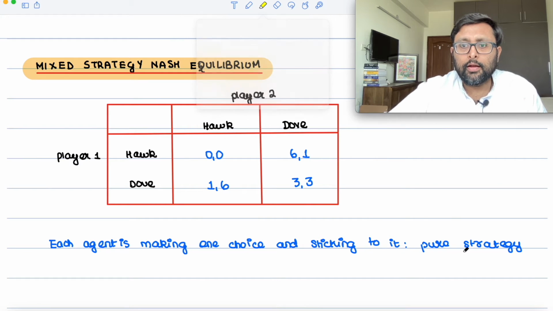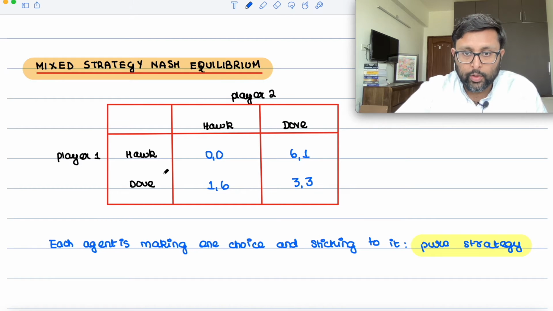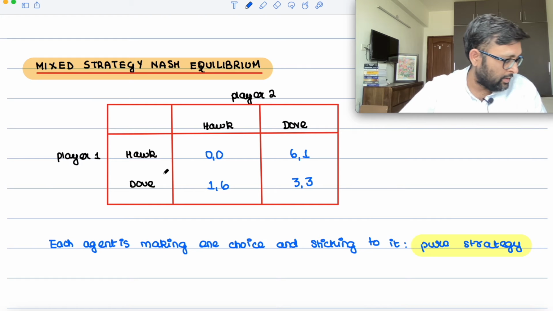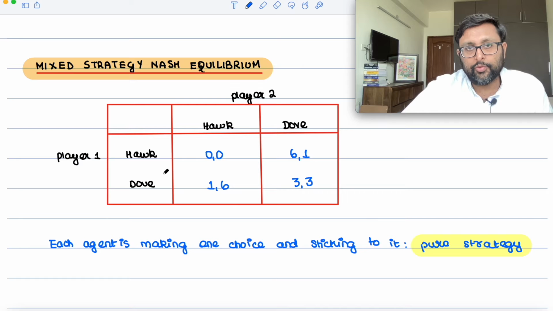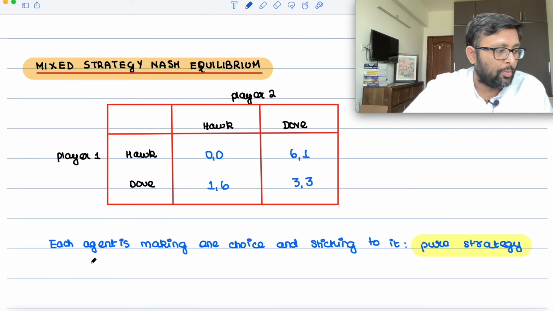If you are playing hawk, you're playing hawk with probability one, right? That is, it's 1-0. So you're playing hawk only, or you're playing dove. You're making one choice and you're sticking to it. So this is what is pure strategy. A very rudimentary definition, right? It's not a formal definition.